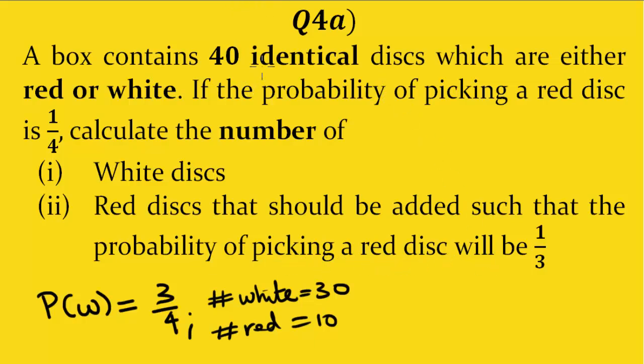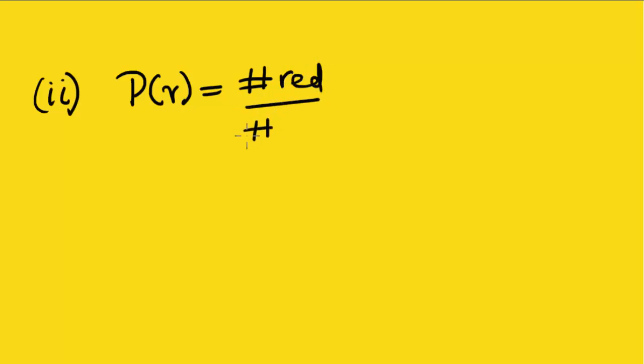So originally there are 40 disks and there are 10 red disks. And in that situation, the probability of picking a red disk was 1/4. Now they're saying, imagine you add a certain number of red disks. Find the number of red disks that needs to be added so that the probability of picking a red disk will be 1/3. I can imagine that this could be confusing for people. But if you just go back to the equation we've been using so far, change it to this form: the probability of picking a red disk is the number of red disks divided by the total number of disks.